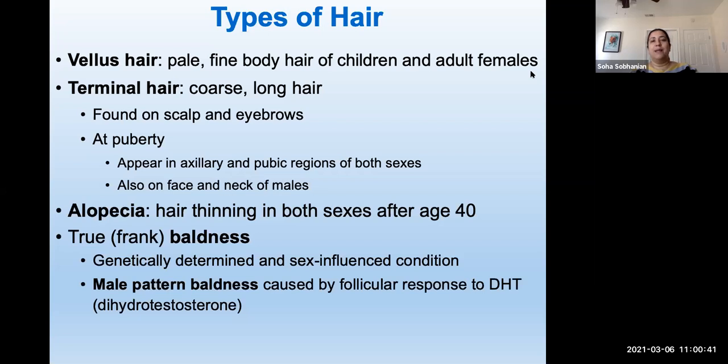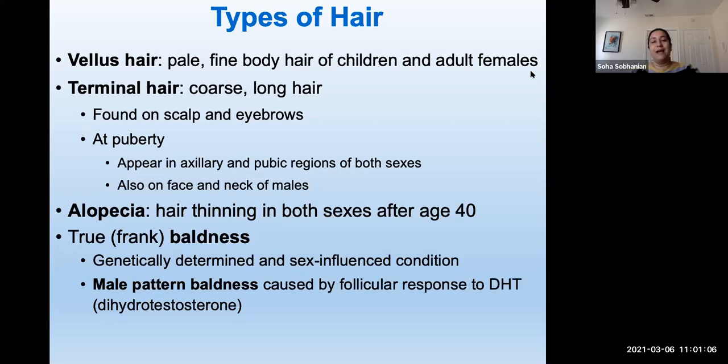Terminal hair is basically coarse and long hair. This is the hair that you can find as your regular hair, the hair in your eyebrows, your axillary region, like pubic region, the armpit region when you reach puberty. And then for male, when you're thinking about their beard and mustache, that's also identified as terminal hair.